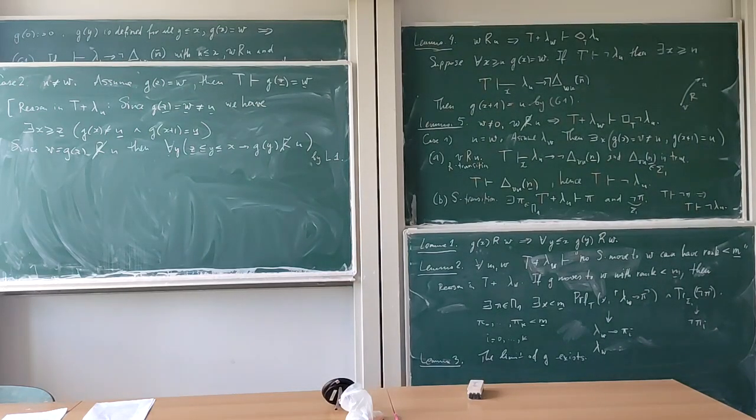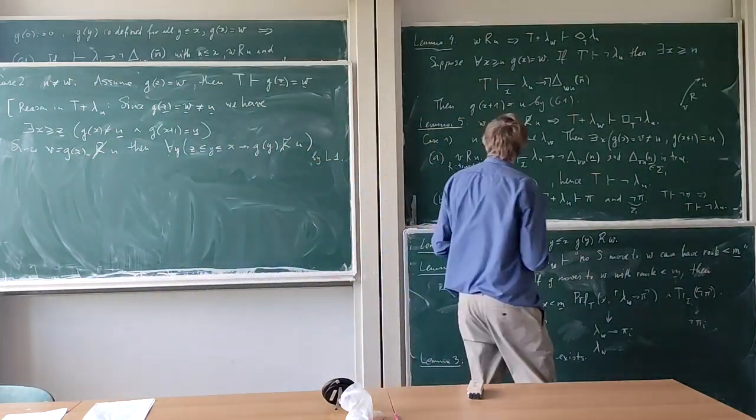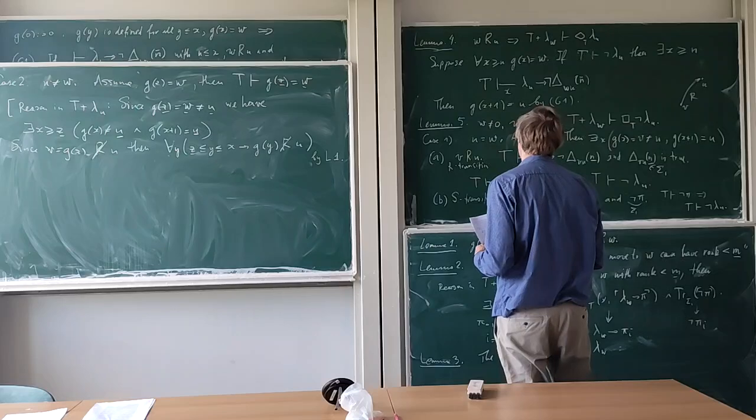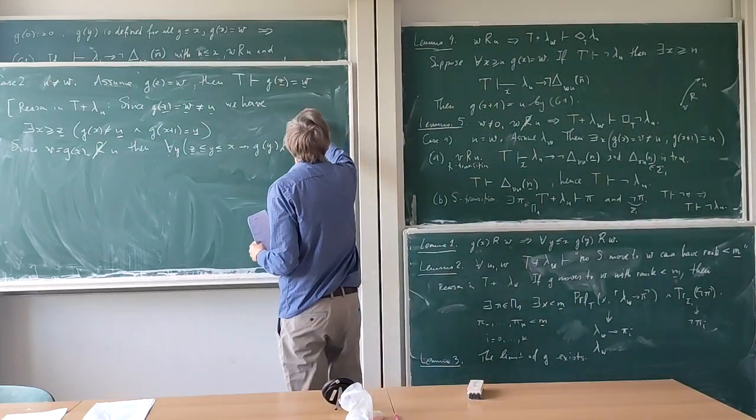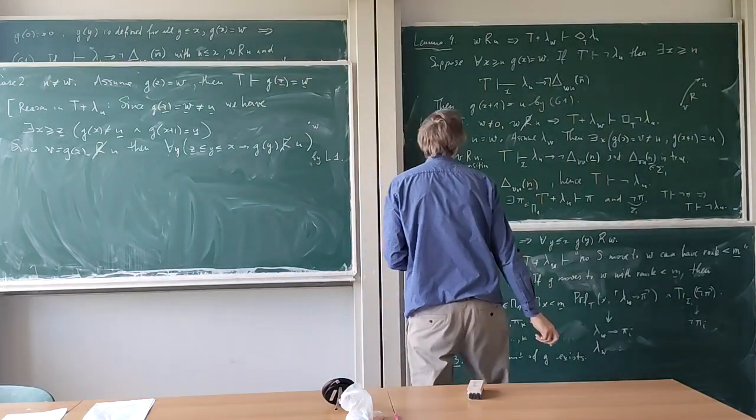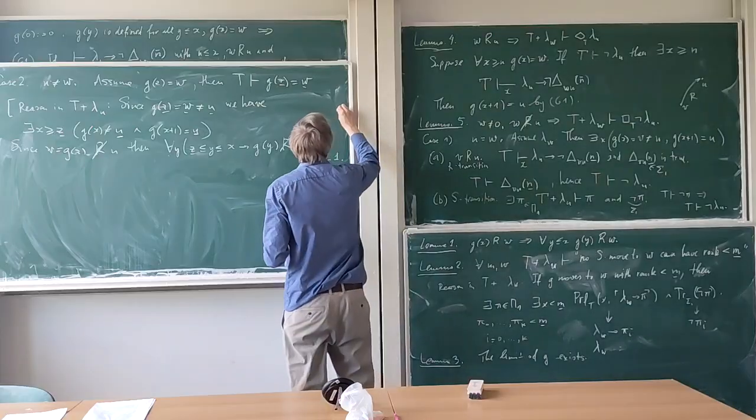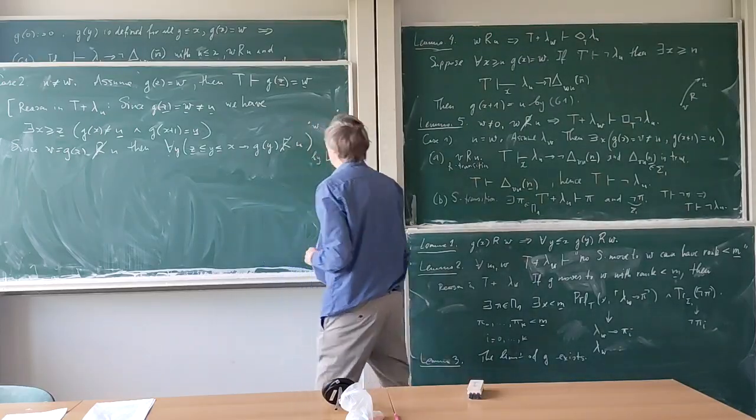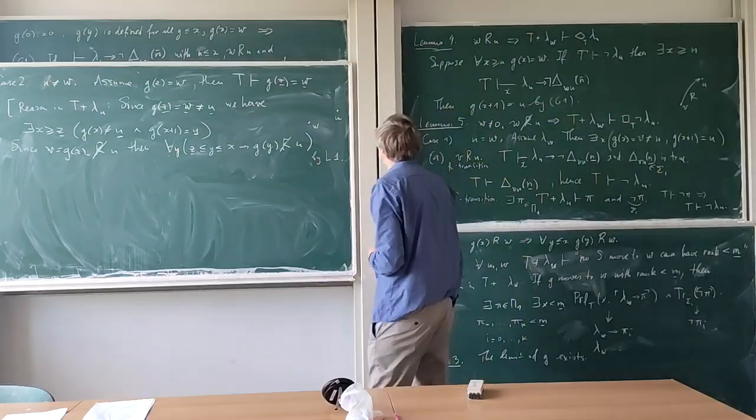I think I need a picture, right? So I need some picture. But okay, so what do we have here? We have our point W, which will be the lowest node W. We have U, which is somehow not reachable from W by R. That's the assumption.